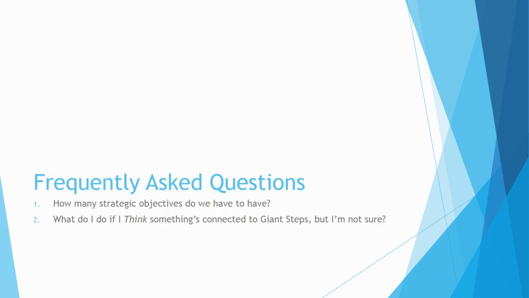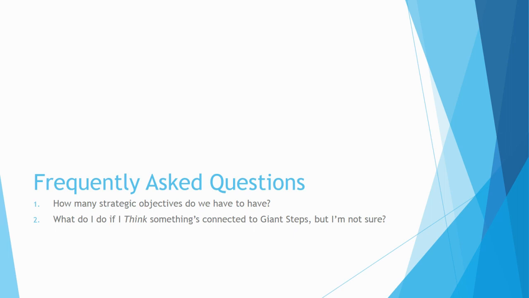Before I conclude, I wanted to address a couple of questions that have come up on more than one occasion. The first question is, how many strategic objectives do we have to have? Well, we are asking at this time that each program have at least one. So you need to have 3 student learning outcomes for the program and 1 strategic objective. We will evaluate this decision after this first round of reporting.